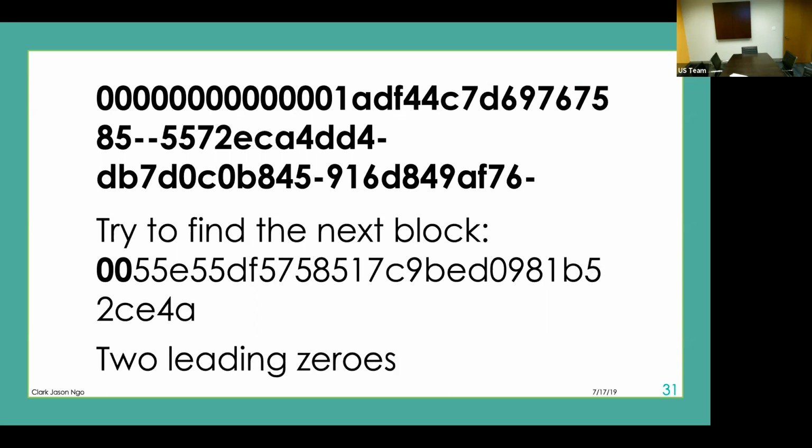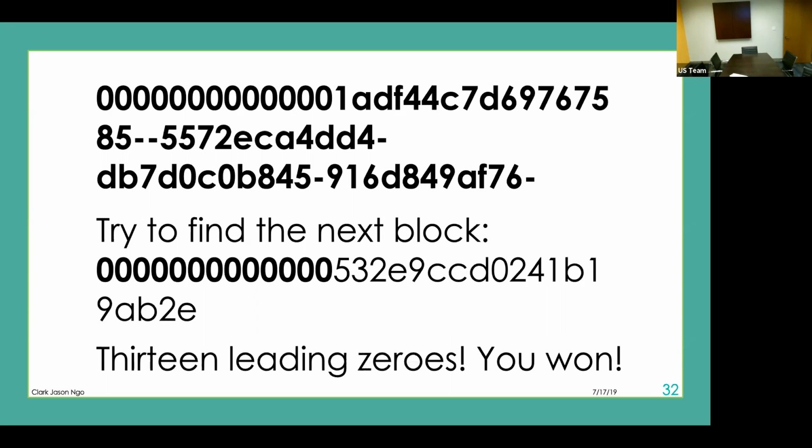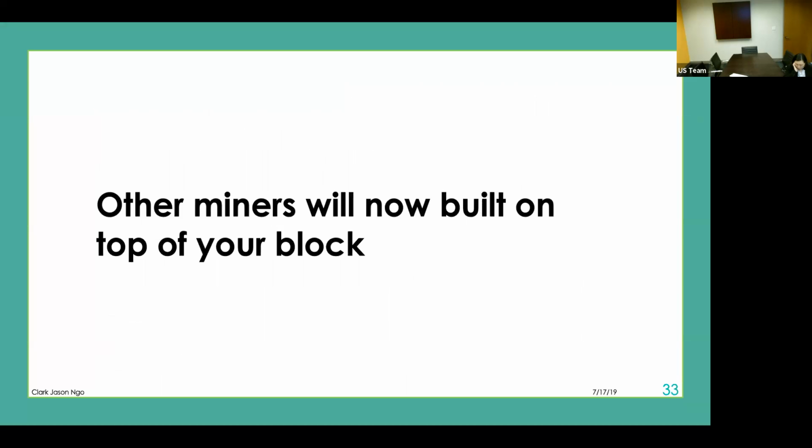So let's say the second guess with 2 leading zeros, close, not really. And let's say after 10 million computations, you get to find out the hash code. And again, only the blockchain server would know the next hash code to be unlocked. And therefore, other miners will now build on top of your block.